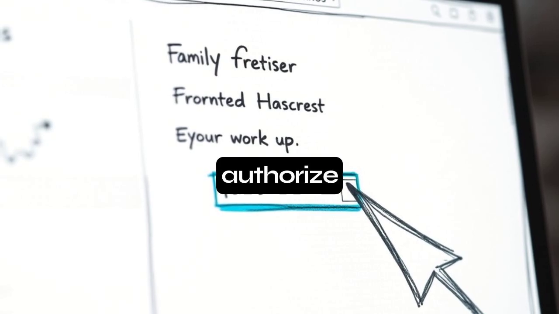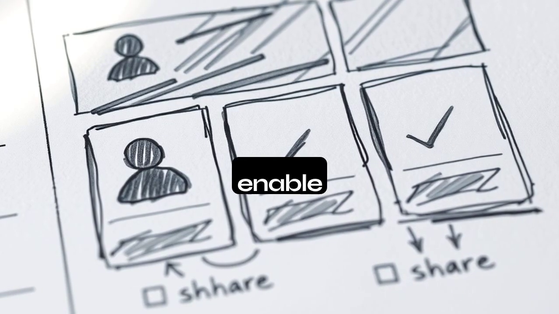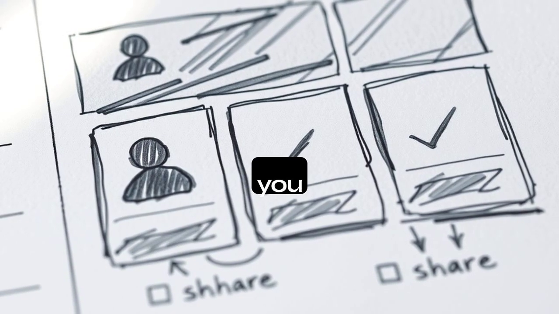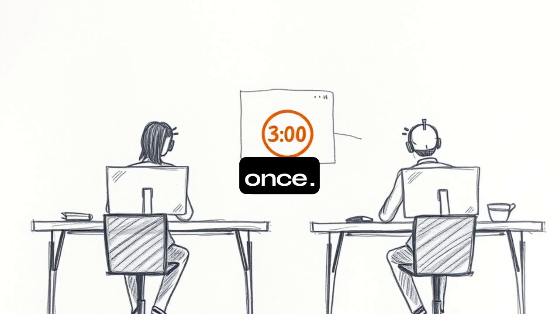Step 1. Authorize a trusted computer in Steam settings under Family. Step 2. Enable library sharing and select the accounts you trust. Keep in mind, only one person can play a shared game at once.